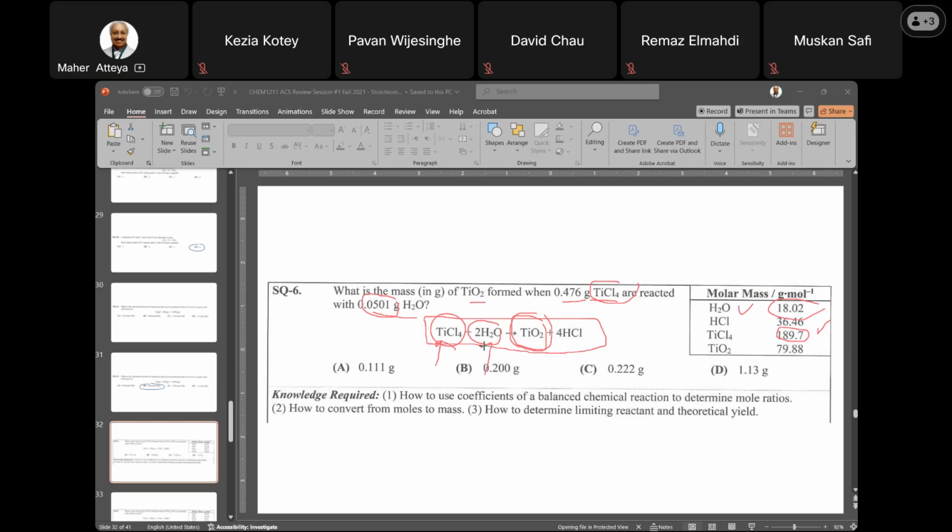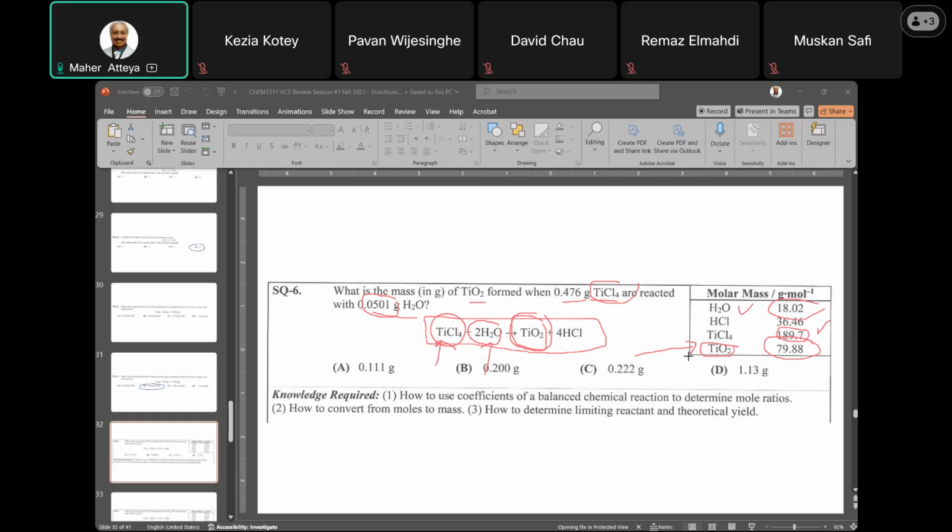So from there, I can get what? The moles of my product. Okay, guys, I can get the number of moles of my product. And then if I want the grams of my product, I have to multiply it by its molar mass to get the grams of my product. That's my product. Guys, can you do it? Can you do it?